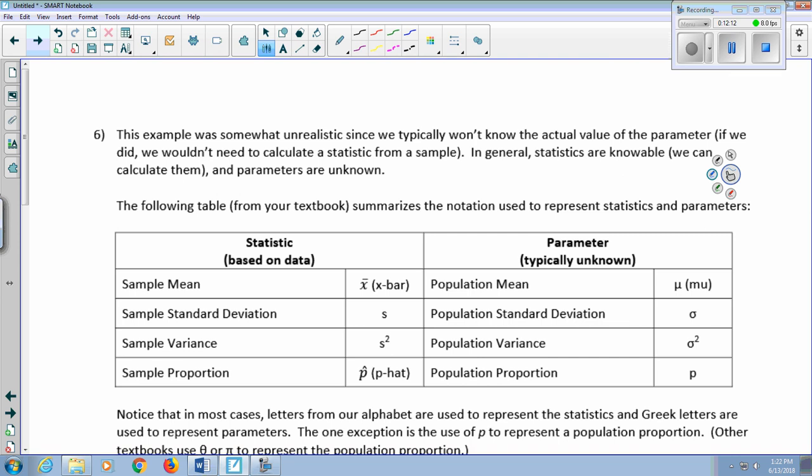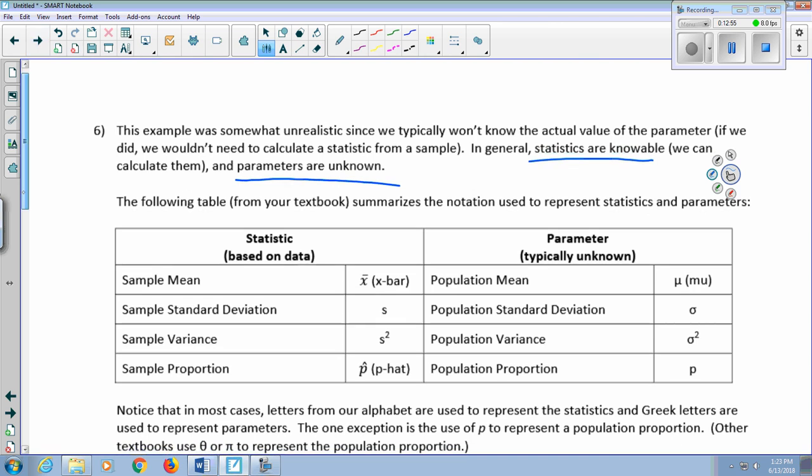Okay, so this example is unrealistic because typically we wouldn't know the actual value of the parameter. Many times in this chapter, while we're learning about estimating, we are going to know the value of the parameter so we can see how our estimate is behaving compared to our parameter. But in real life, we don't know the parameter, we only know the estimate. Of course, because again, we wouldn't need to calculate a statistic if we already knew the parameter. So in general, statistics are knowable and parameters are unknown.